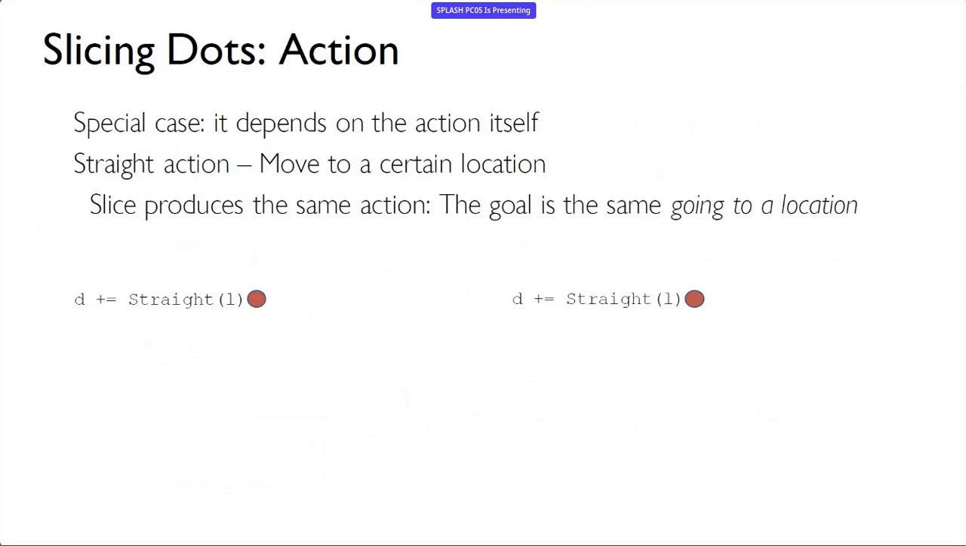Here we have, for example, the straight action, which allows a drone to move to a certain location. And what is the slice of that straight action? It's actually the same action. The drone is moving to a point L, and we want the drone to keep moving to that point L. Of course, there is a new initial position of the drone that the planner takes into consideration.